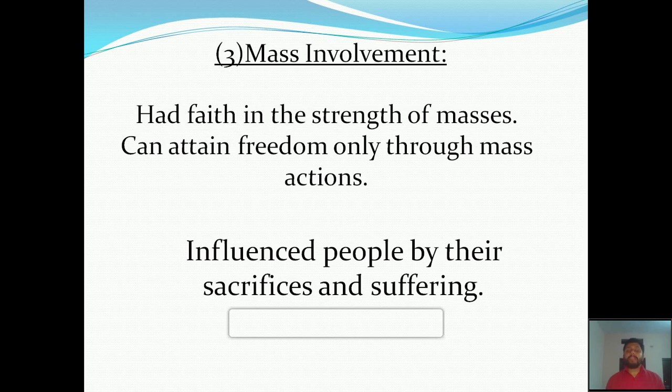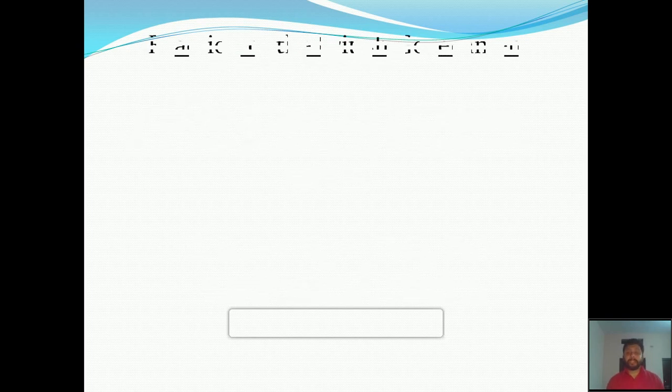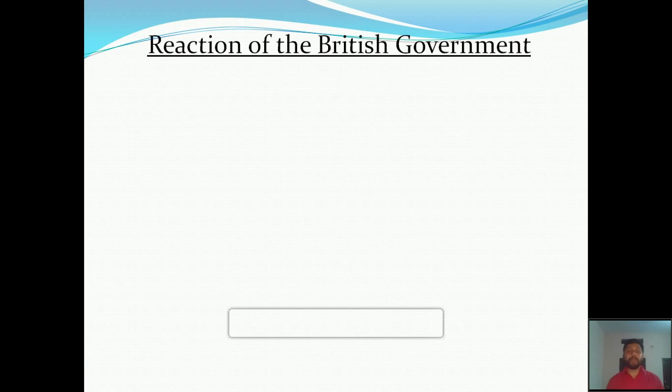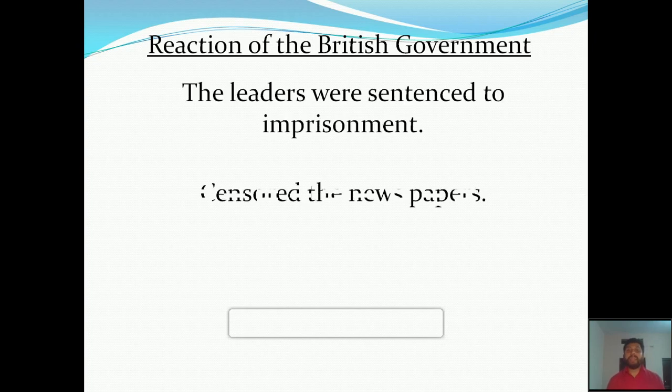When the assertive nationalist leaders implemented these different measures against the British, the British were not simply sitting, but reacted to the national movement. What was the reaction from the side of the British government? Let's see. The leaders were sentenced to imprisonment. A number of leaders, including Mahatma Gandhi and Jawaharlal Nehru, all of them were imprisoned at different periods of the national movement.